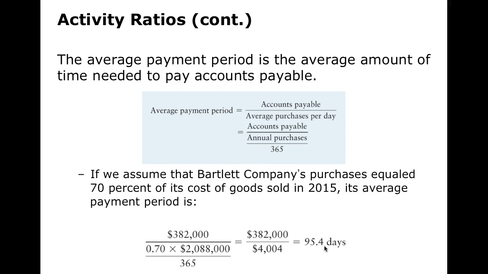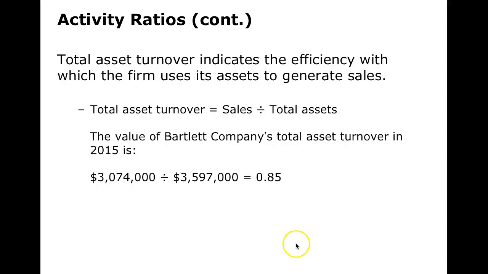So we like this number to be bigger, but we definitely don't like it to be above 90 days, because we could have a bad reputation for not paying on a timely basis. Okay, so let's look at total asset turnover. And this is something from the Zoom simulation. Not all of these ratios, but a lot of these ratios are in the Zoom simulation.